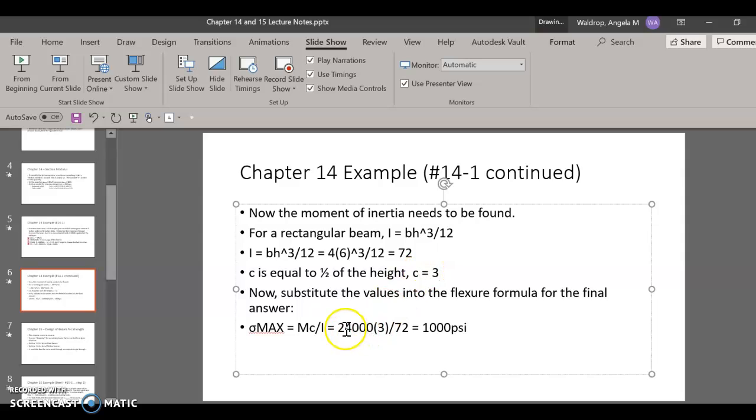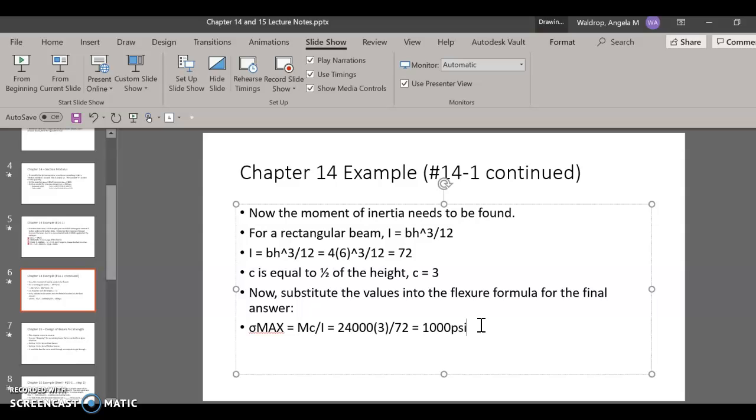We substitute that 24,000 in that we found on the previous slide. We substitute in the 3 for C, and we substitute in the 72 that we found just above, and we get 1,000 psi. So that's what we need to do.